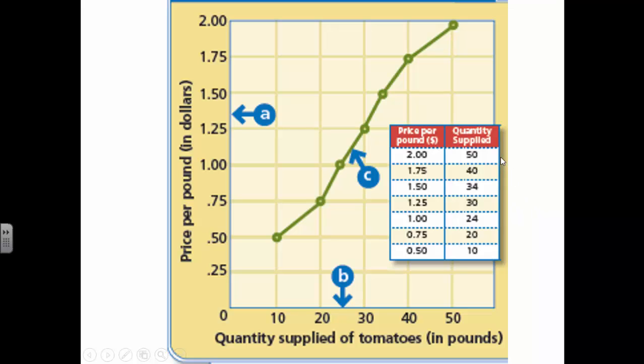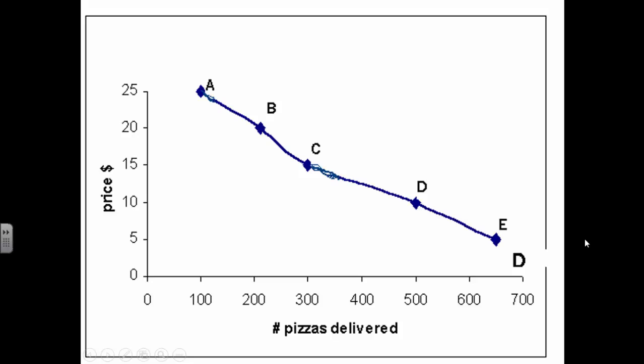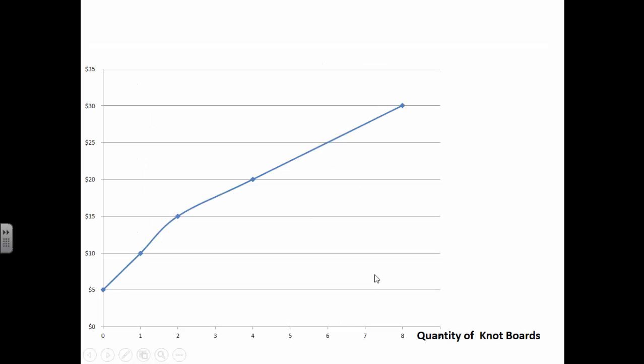So this is the supply of tomatoes. Let me think for a second. Is this an example or a non-example? Is it following the law of supply? As price goes up, is quantity supplied going up? Nope, it's going down. So this is actually demand for pizzas. That's a non-example. This would be quantity of knot boards on the horizontal axis and price here. As price goes up, quantity supplied is going up as well.